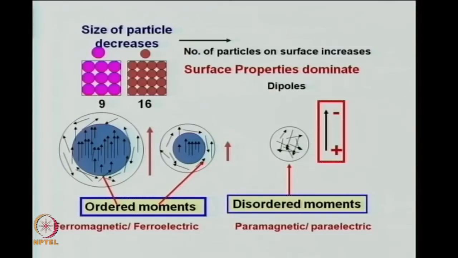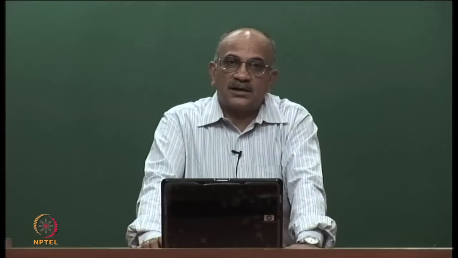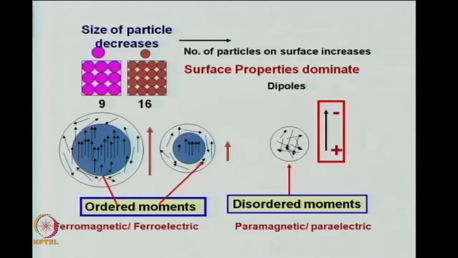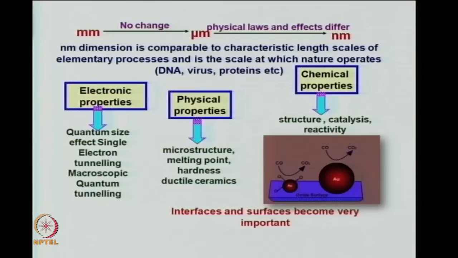So, as I explained to you why these properties of surfaces dominate as the size of the particle decreases, and the disorder of the dipole also increases as the size of the particle decreases. These two properties are depicted, and you can see that for the same area, if you have a smaller size object, you will have more number of particles to cover the surface. And similarly, if you have a smaller size particle, the bulk which has ordered moments reduces in dimension, and the number of disordered dipoles are increasing as the dimension of the particle decreases.